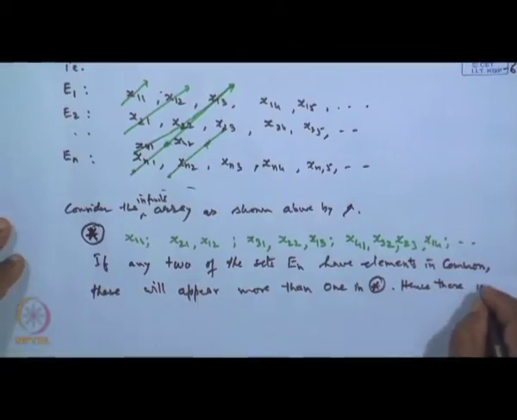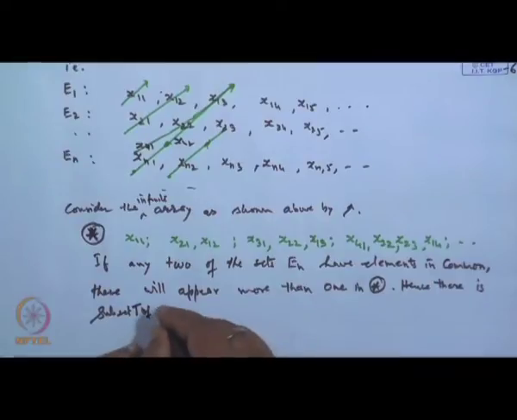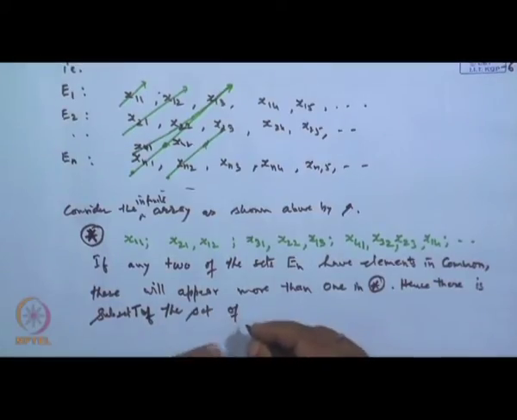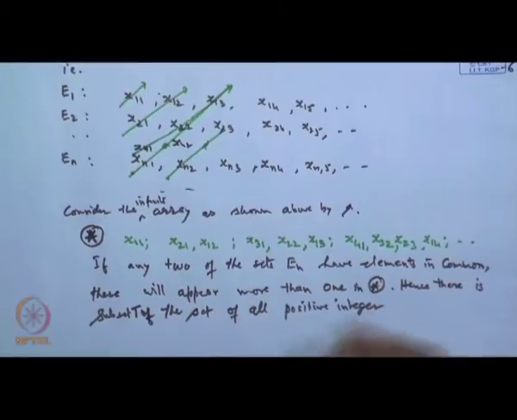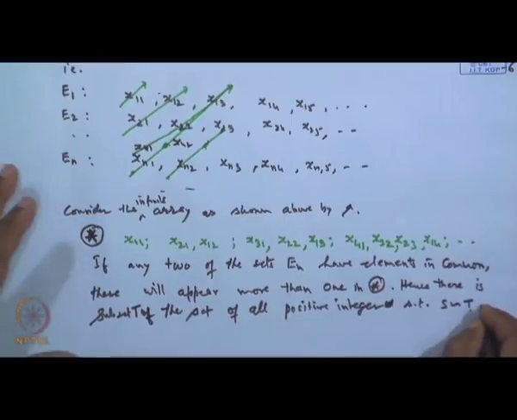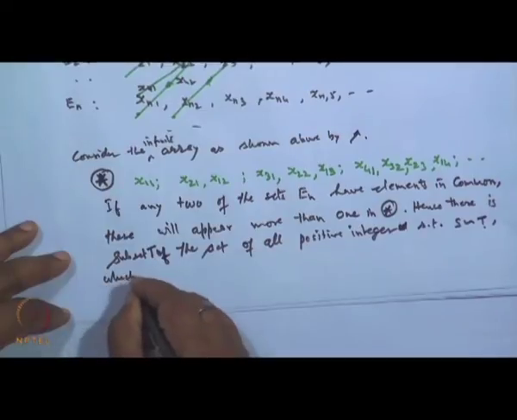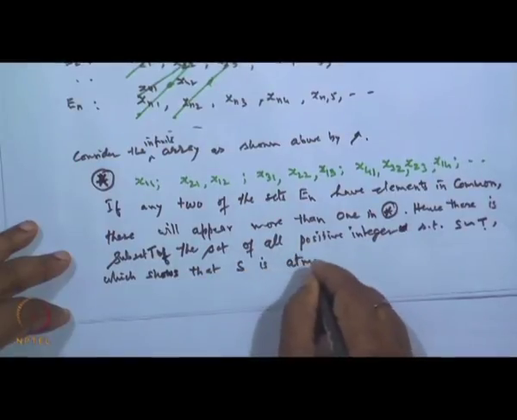Hence there is a subset T of the set of all positive integers such that S is equivalent to T, which shows that S is at most countable.